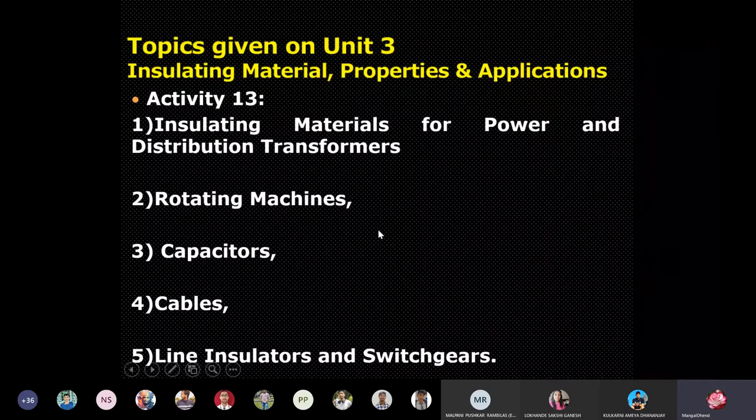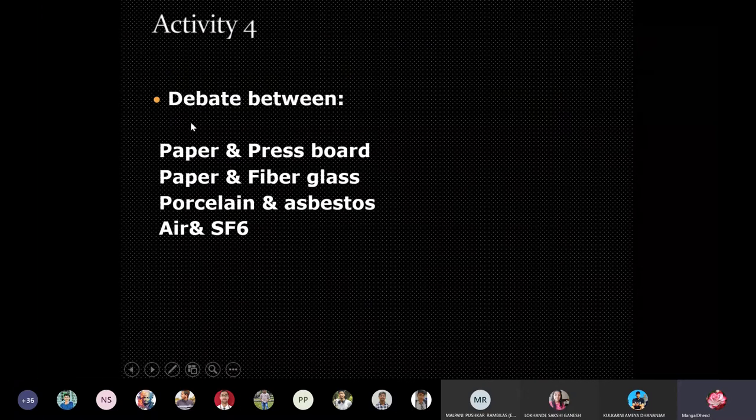Then I can also tell you one idea: you can conduct a debate on paper and pressboard. Suppose now I presented videos; the debate may not be only oral, it can be video based also. Suppose two students have taken this debate, one student has taken paper, another student has taken pressboard. We are sitting now in class, the same way we will be sitting. The student who has taken paper will start defending how paper is strong, and the other student will start defending how pressboard is strong.